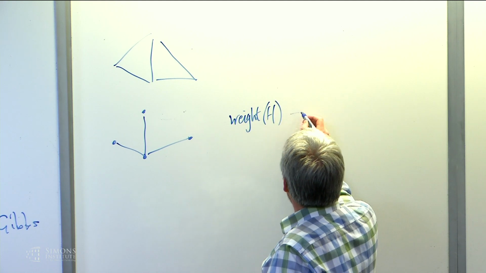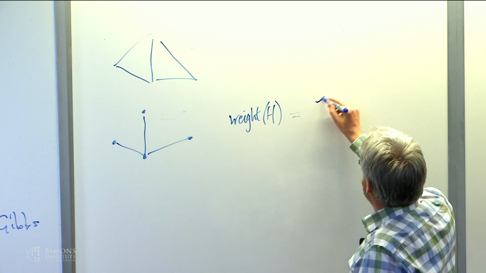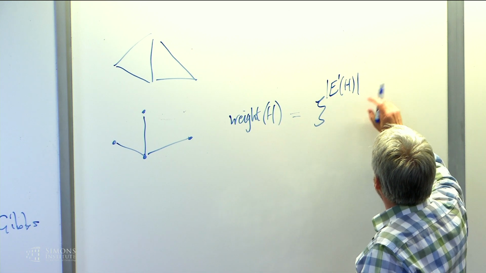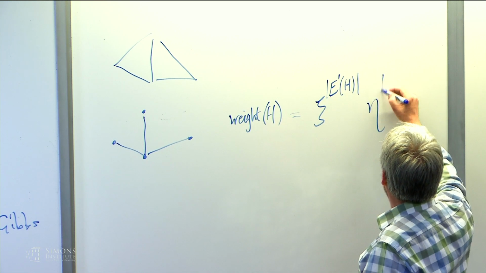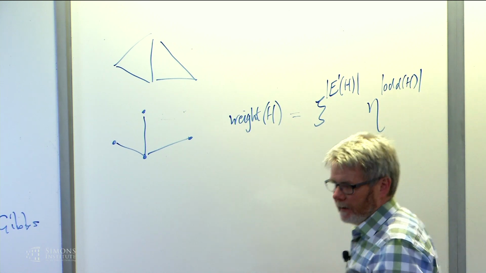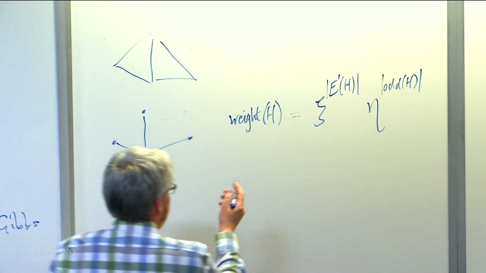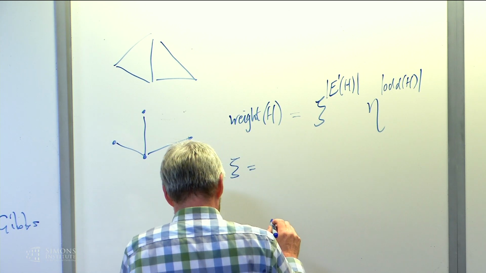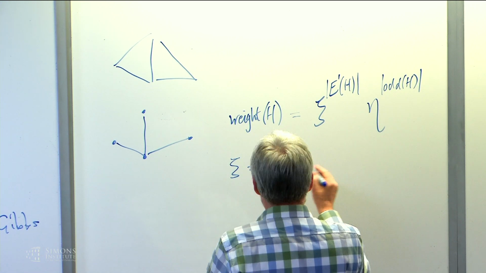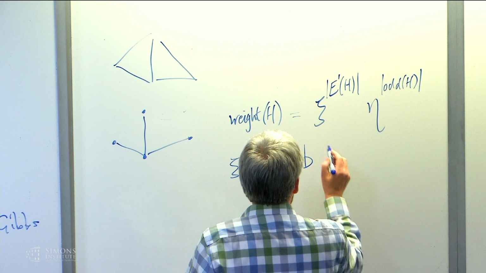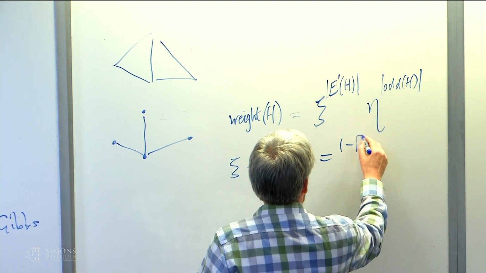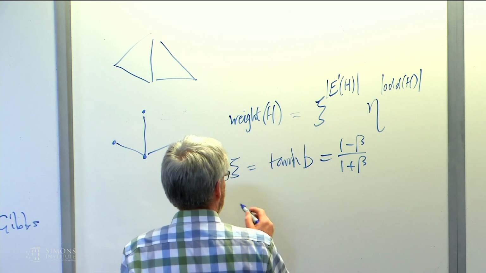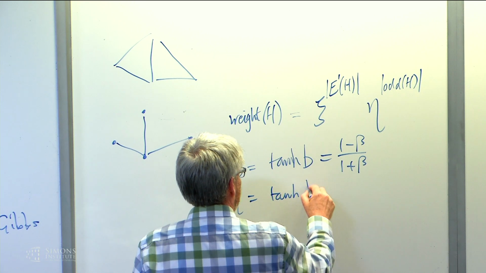The weight of H will be psi to the number of edges in H, and eta to the number of odd degree vertices in H, where this eta and psi are defined in terms of the original parameters. So psi is, let me get this right, the hyperbolic tangent of b in the original representation, which is the same as 1 minus beta over 1 plus beta in the reparameterized version we've been working with, and similarly for the other variable.